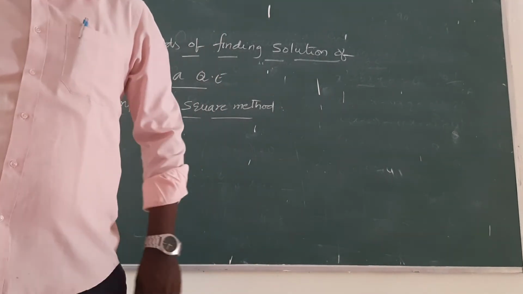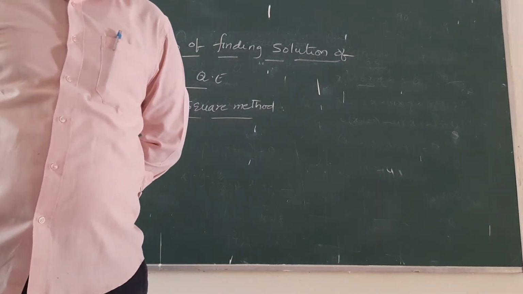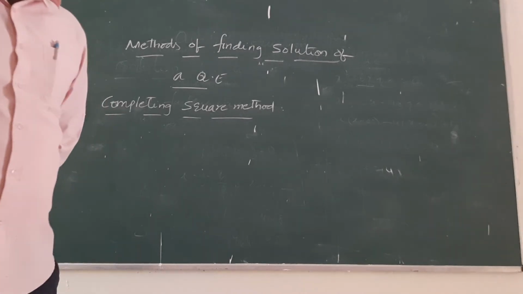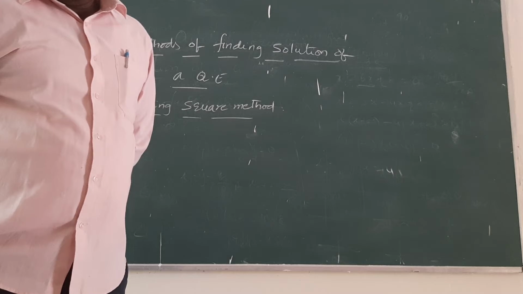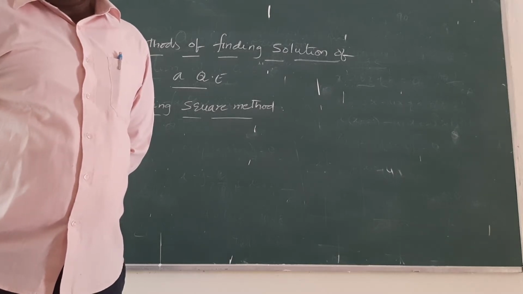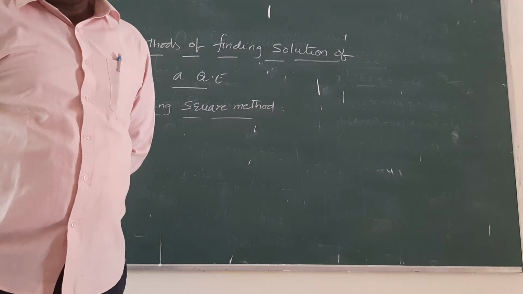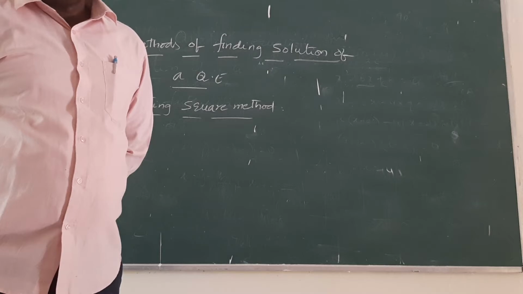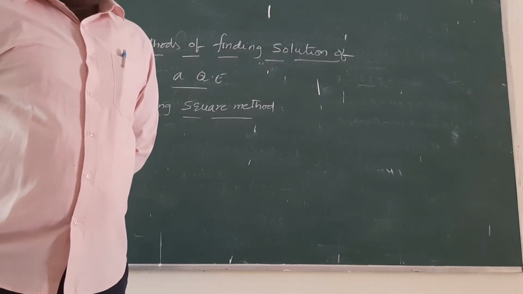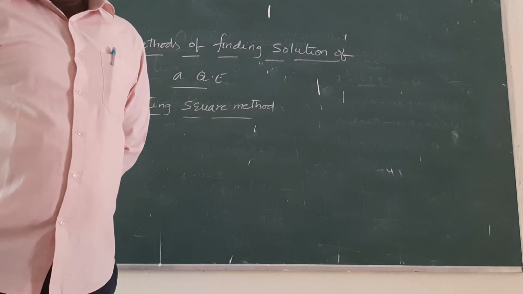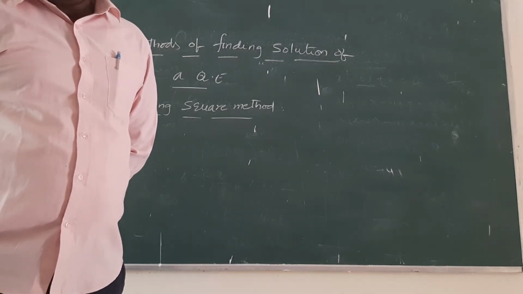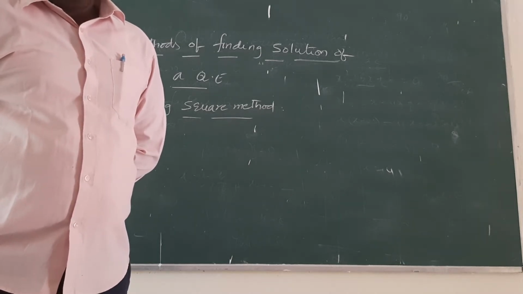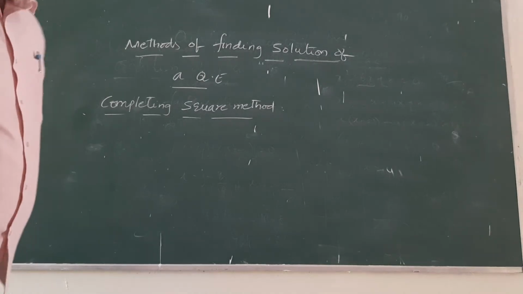In this method, we adjust the left side of the quadratic equation so that it becomes a perfect square and then we solve it. What I am saying? In this method, we adjust the left side of the quadratic equation so that it becomes a perfect square and then we solve it.